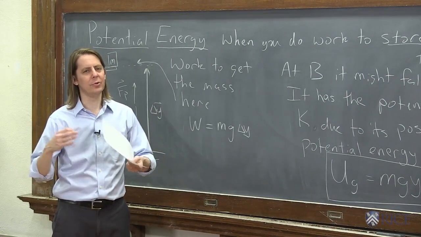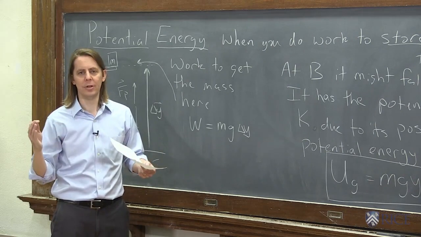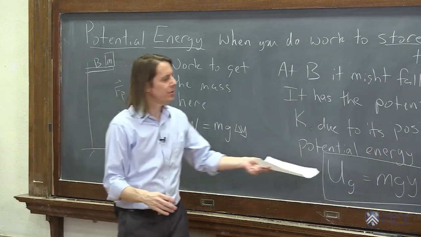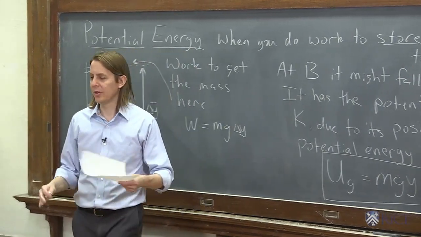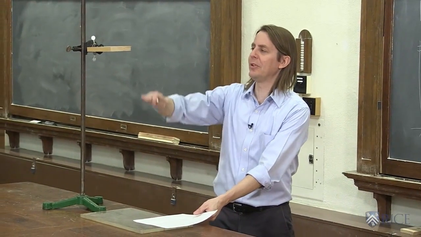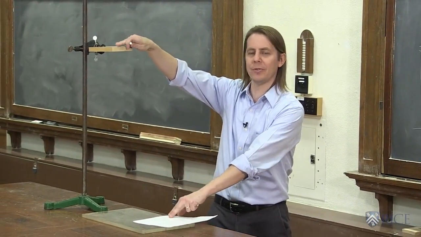That's why I contrast it to kinetic, where I said kinetic was absolute. Kinetic energy is 1 half mv squared. It doesn't matter where the origin is. Potential really depends on where the origin is. So in this example, we put the origin here at the table, and we said it builds up some potential energy, mg times this difference in height.